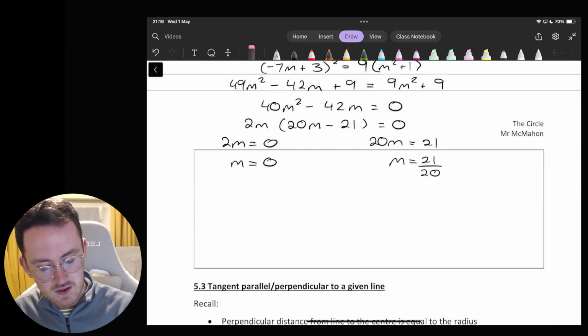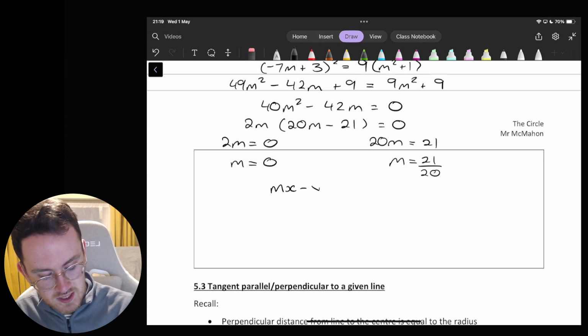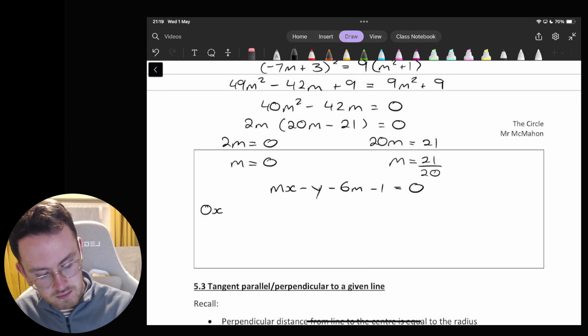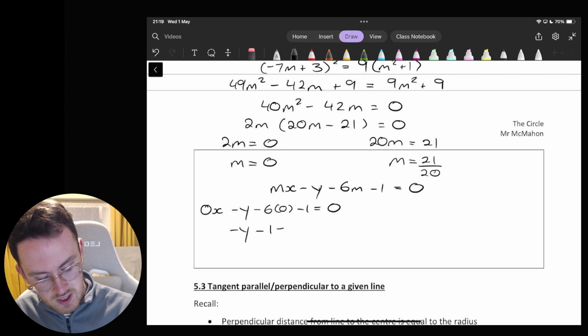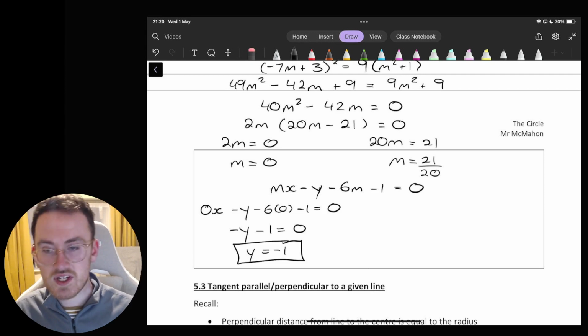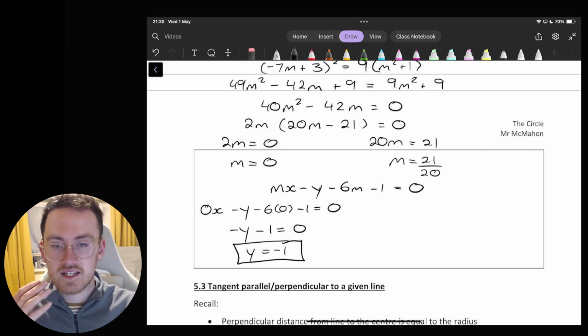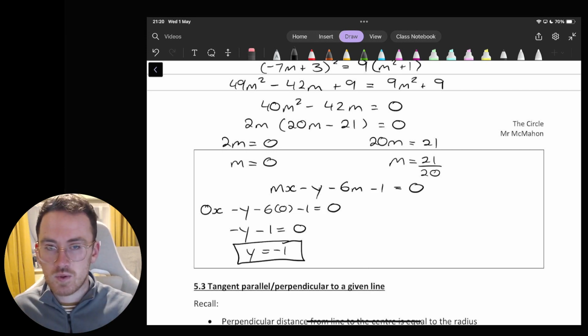So let's see how that works if we sub back into that equation of the line that we had. The equation of the line we had there was mx minus y minus 6m minus 1 equals 0. So 0x minus y minus 6 times 0 minus 1 equals 0. So I get minus y minus 1 equals 0, or y equals minus 1. So we're ending up with a nice horizontal line there, y equals minus 1, which is going to be tangent to my circle.